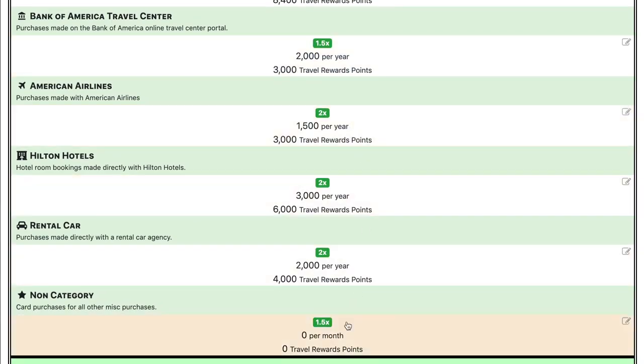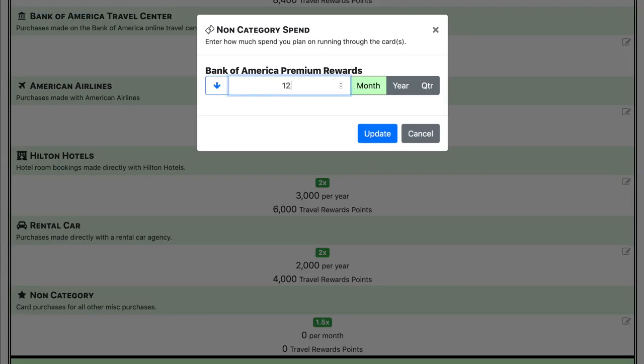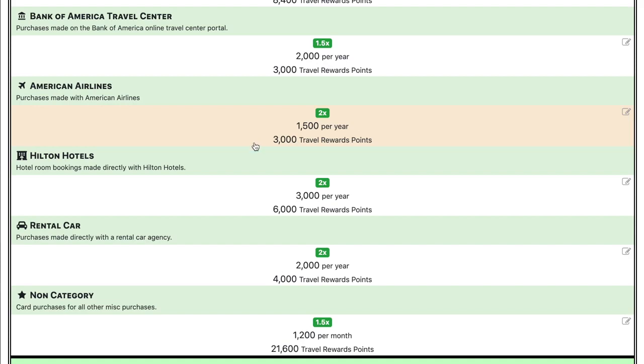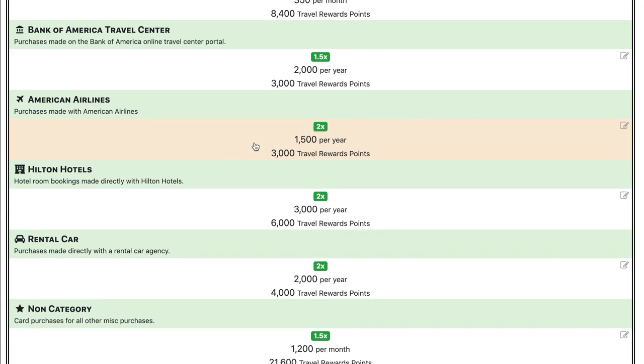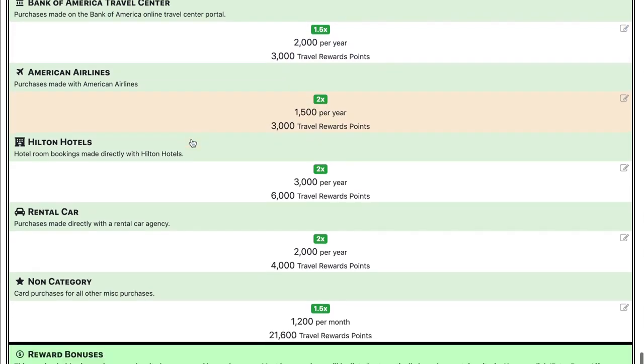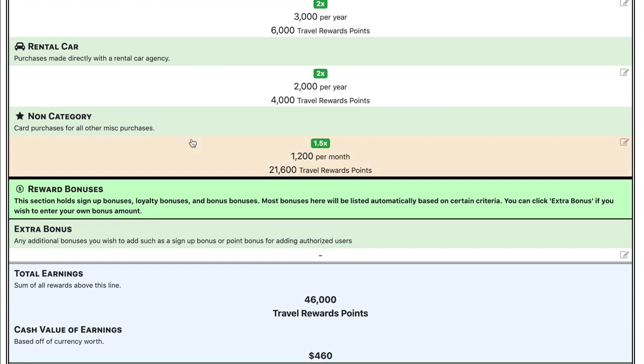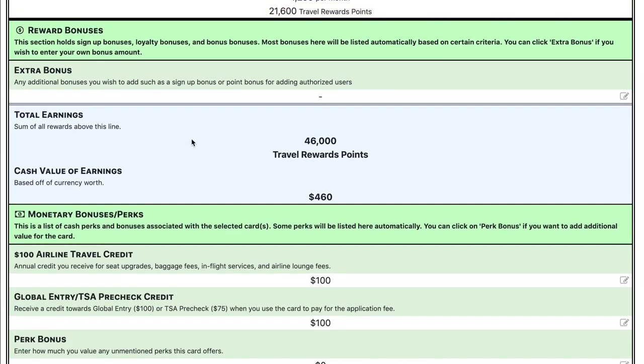And non-category, let's go ahead and enter $1,200 per month. So the good thing about this card is that it earns 1.5 points per dollar spent on non-category purchases. So there's no need to attach this card to a 1.5% return card because it's already included here. So that's one of the good benefits of the card. So with those spend values entered, I'm looking at 46,000 travel reward points, which is worth $460. Not too bad.